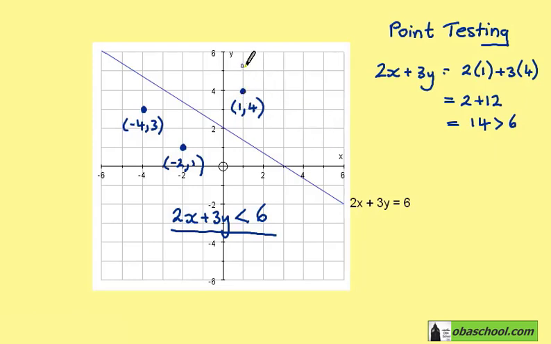So in this region, when we substitute the points into 2x plus 3y, the result is greater than 6, and therefore the line is where 2x plus 3y is equal to 6. This side of the line is where 2x plus 3y is less than 6, and the other side of the line is where 2x plus 3y is greater than 6. So we can always tell a region by testing a point in that region.